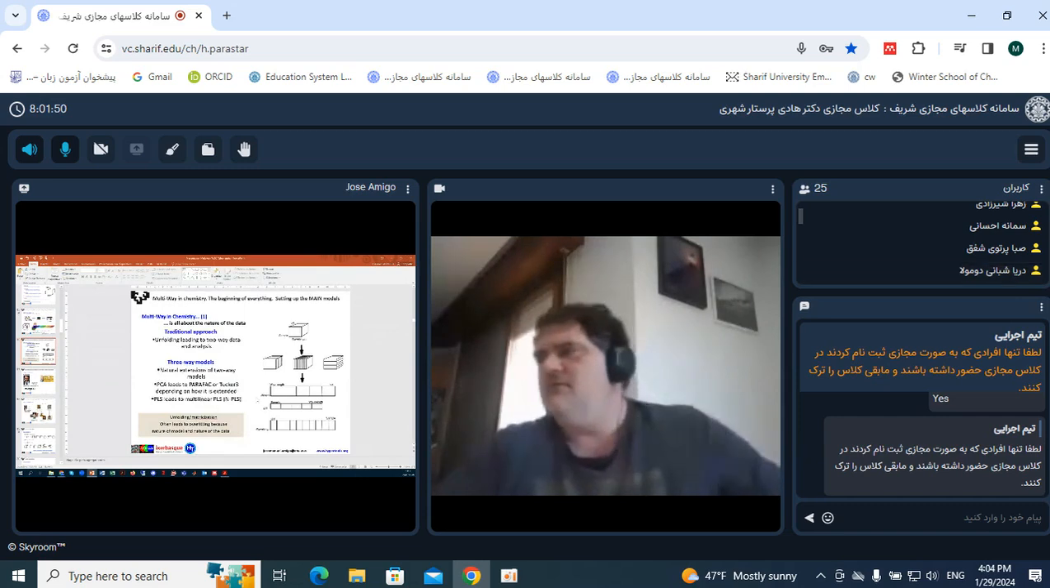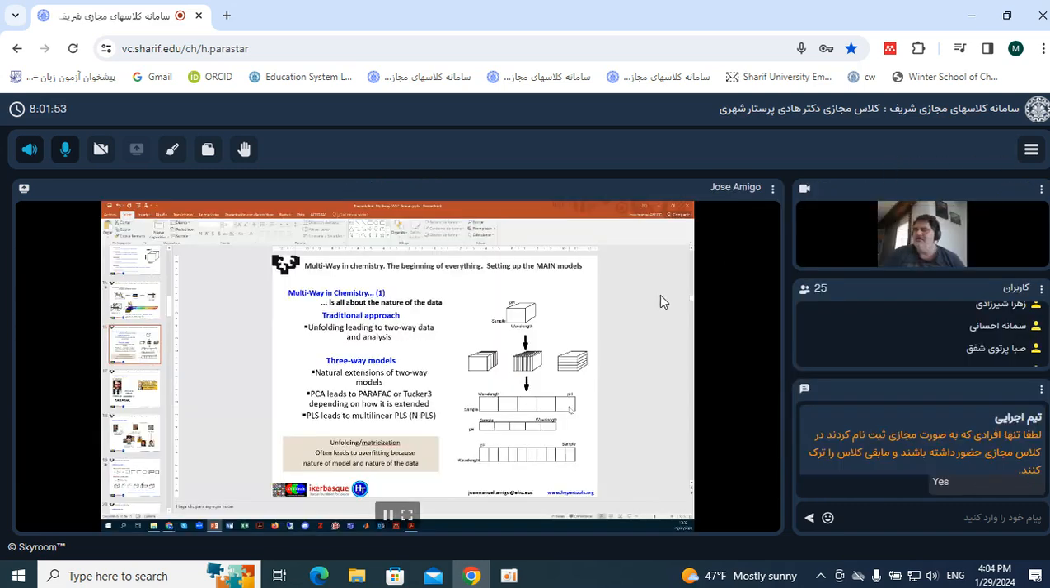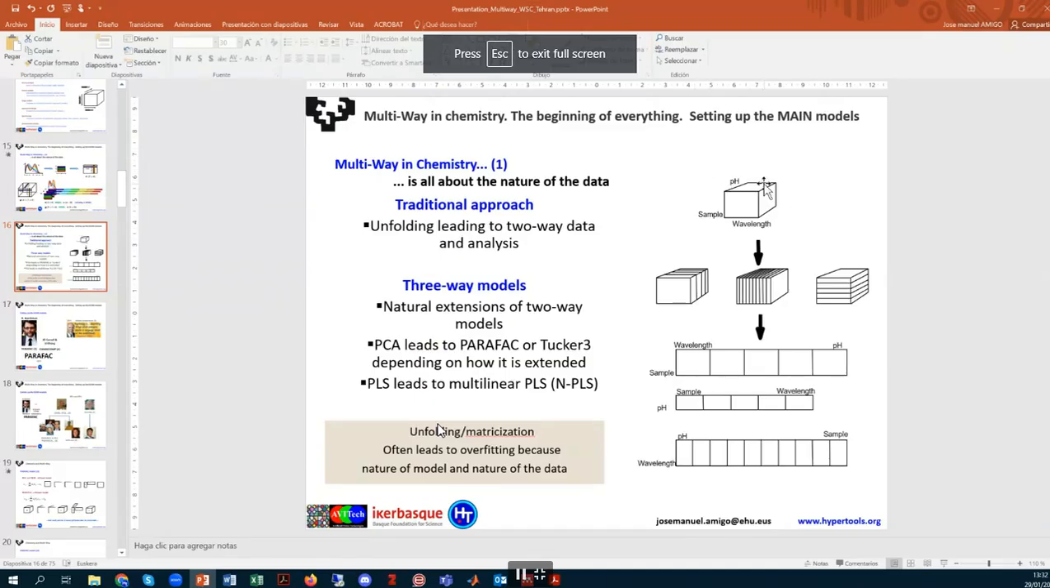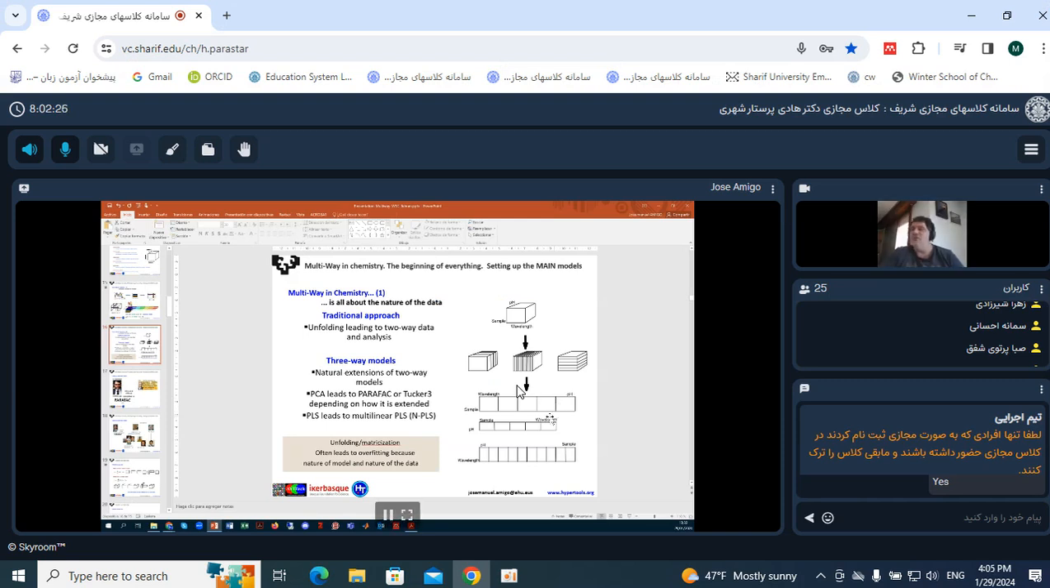There was an old rule, but I'm not really convinced by it, that says that if you unfold this three-way array in the different ways you can, and you apply PCA or singular value decomposition, and you obtain the same number of significant principal components, that's a hint of your data being trilinear. But I tried it myself several times in different scenarios, and I was not really convinced. So it is really difficult to check when your data is non-trilinear.